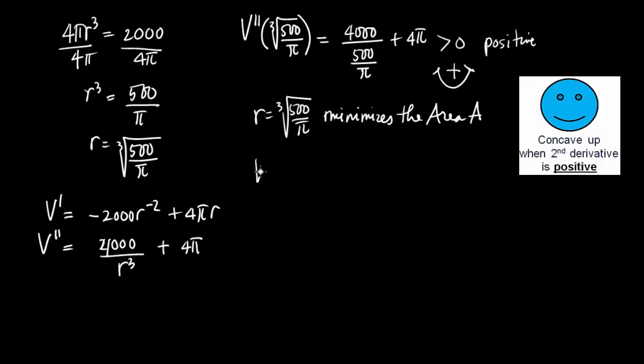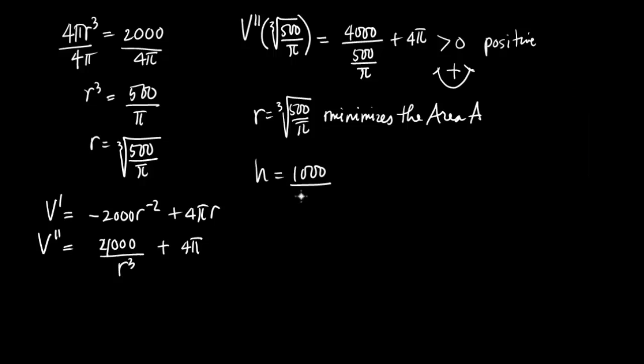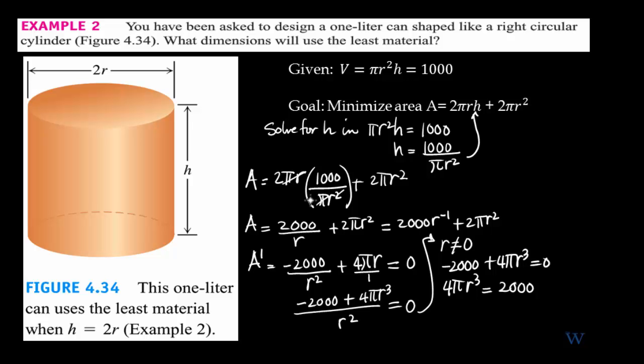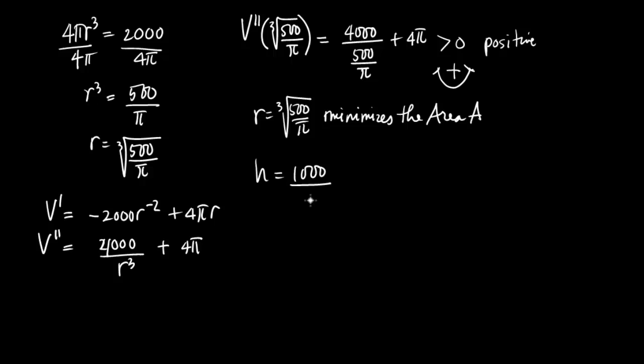Okay, so what is the height? Height is 1,000 over, let's go back, 1,000 over pi r squared. So 1,000 over pi r squared. So we'll just have to multiply, or rather substitute. It's going to be the cube root of, we'll multiply by pi here, 500 over pi, and then that whole thing is squared, right?